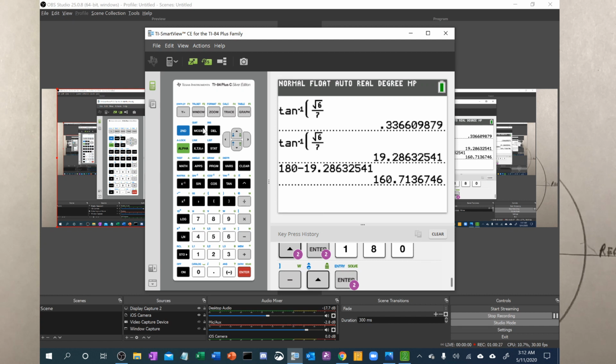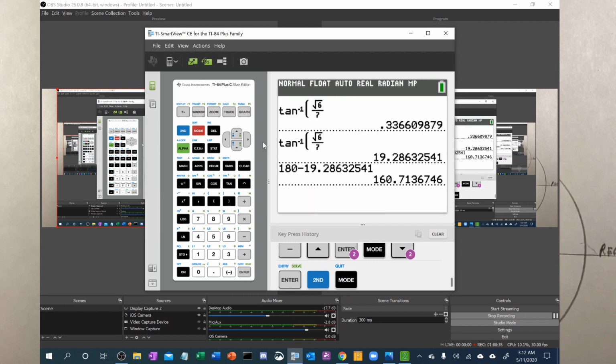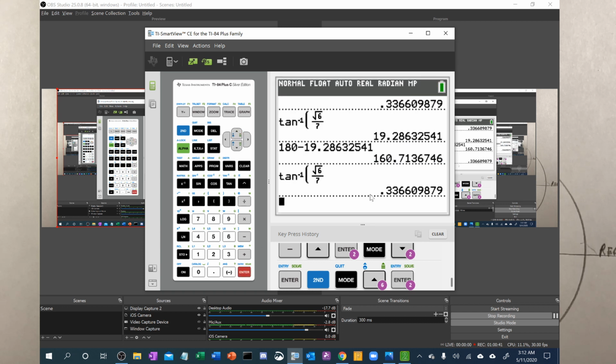So going back to radian mode, I'll show you something cool. Going back to radian mode and then hitting second quit. Let's compute this again. Now, in radians, it's 0.3366. If you're in my geometry class, you already know what this means. And so what we can do is take pi minus that, all right?